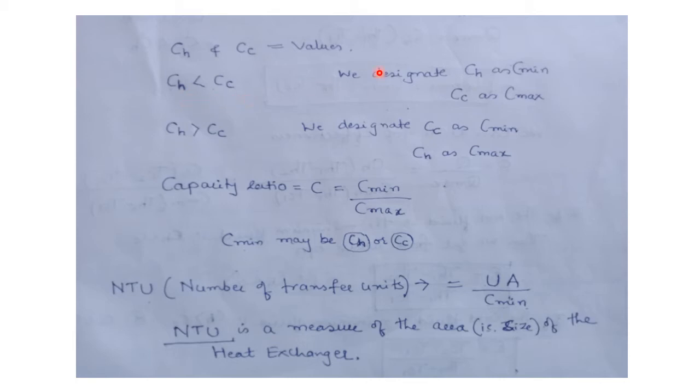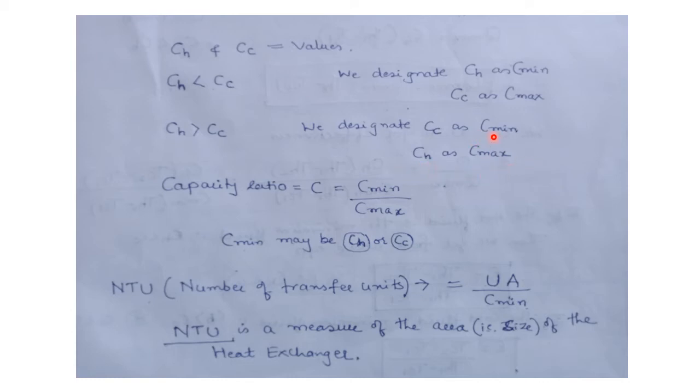Then in such a condition we designate Ch as C minimum, the minimum capacity rate. If one fluid is C minimum, then definitely the other fluid will be C maximum, so we designate Cc as C maximum. Suppose in the next case the value of Ch is 1200 and the value of Cc is 1000, then it indicates Ch is greater than Cc. In such a condition, we designate Cc as C minimum, and then definitely the other fluid, Ch, will be C maximum.